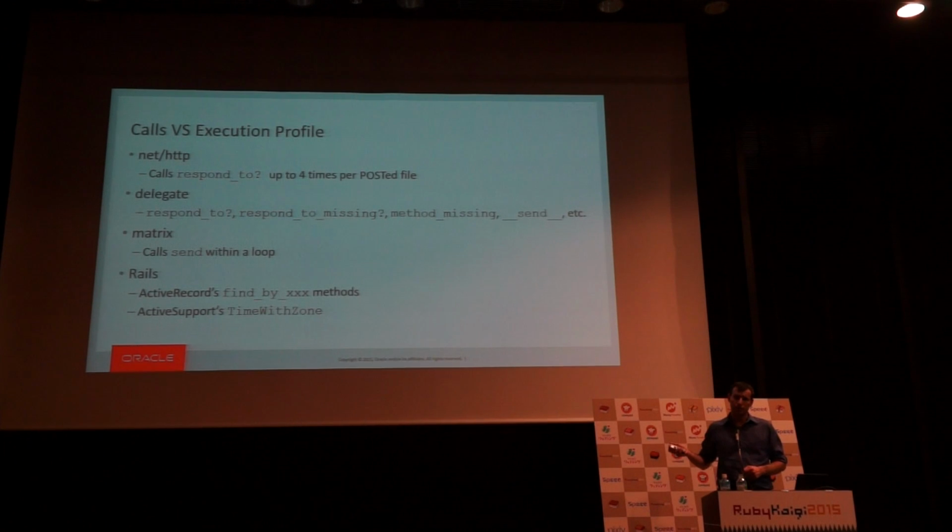Matrix uses send inside of a loop. And in Rails, there's two really hot cases. Rails has this class called TimeWithZone that's used virtually everywhere. And Active Record has these find_by_column helpers. And those themselves have a very interesting history with performance.